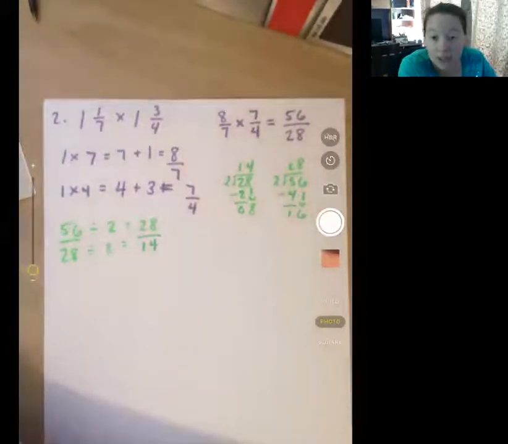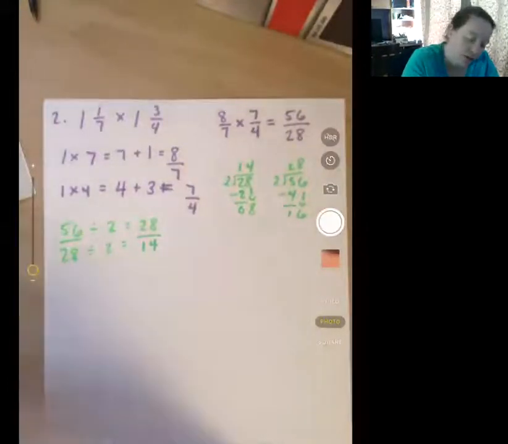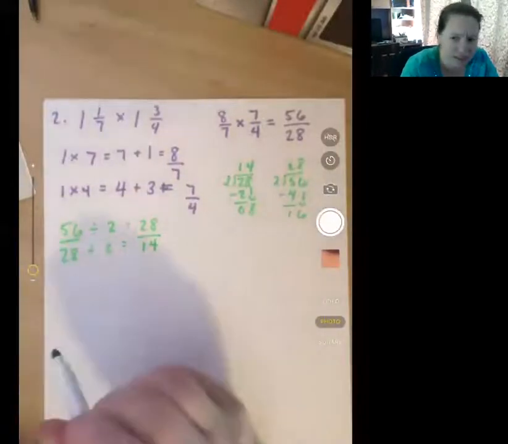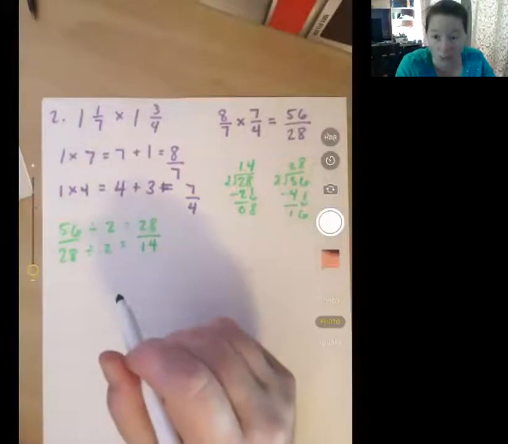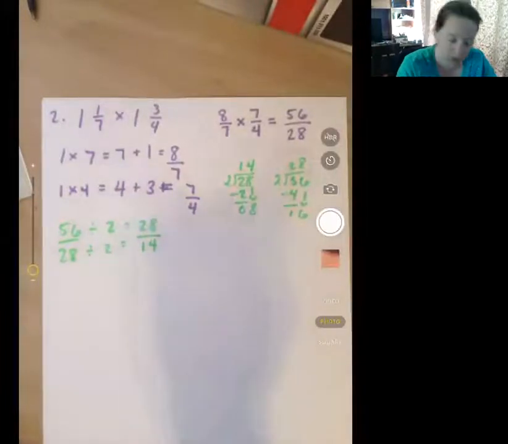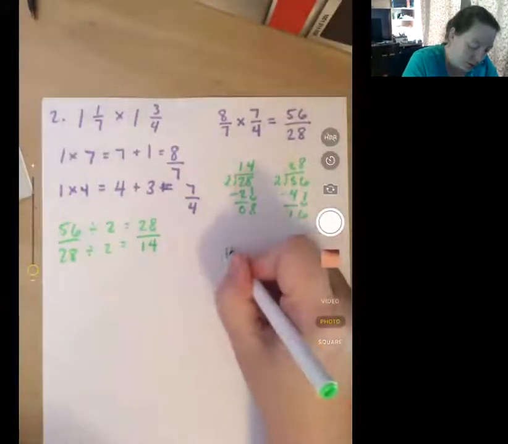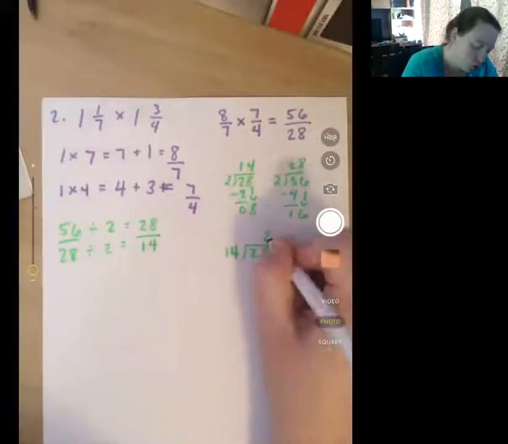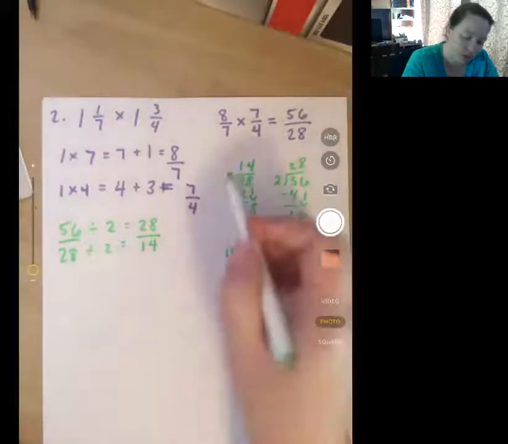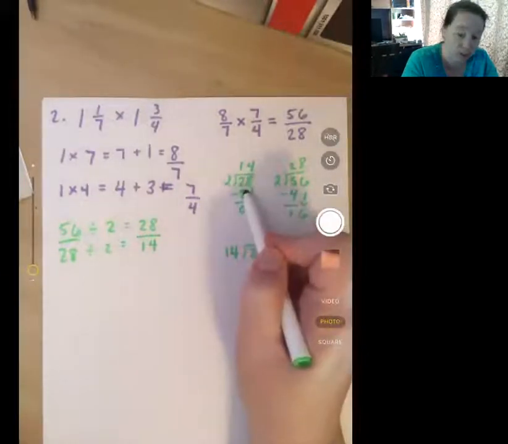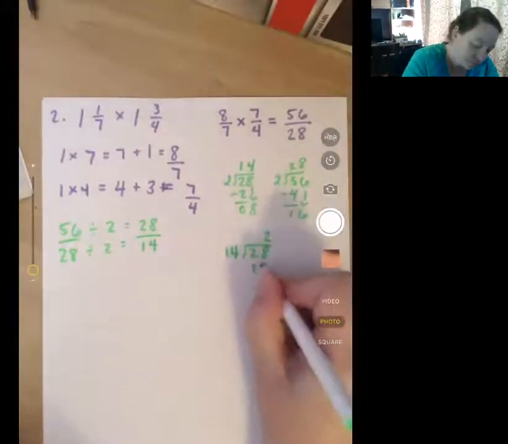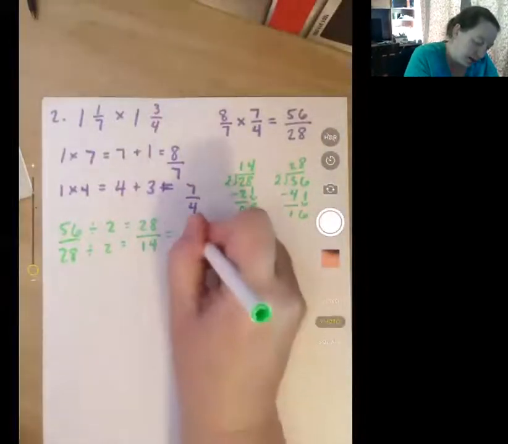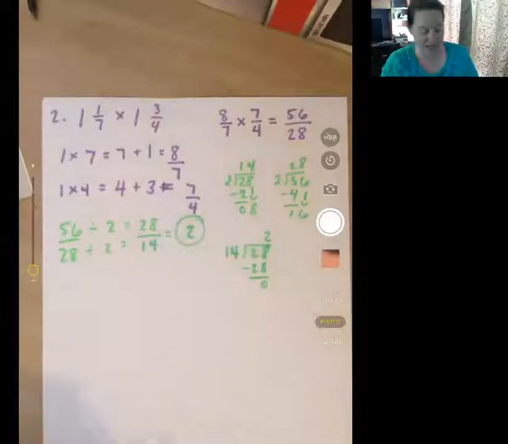Okay, now here's what I noticed. I could make the 56 into a 28. That means that this is going to actually divide out equally. So let's do that. 14 into 28 goes 2 times. Because remember, 2 times 14 is 28. So our actual full answer is a 2.